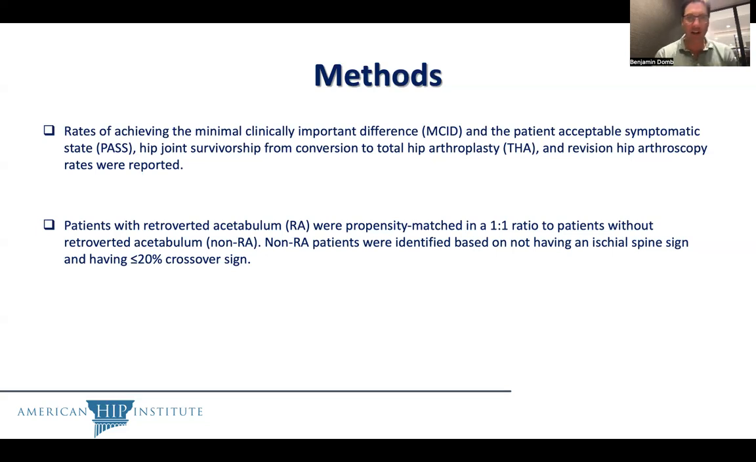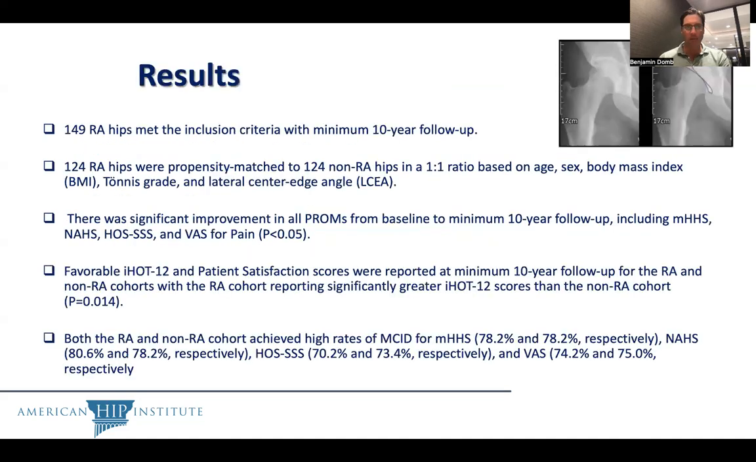Patients with retroverted acetabulum were propensity matched in a 1-to-1 ratio to patients without a retroverted acetabulum. Non-retroverted patients were identified based on not having an ischial spine sign and not having a crossover sign of 20% or more.